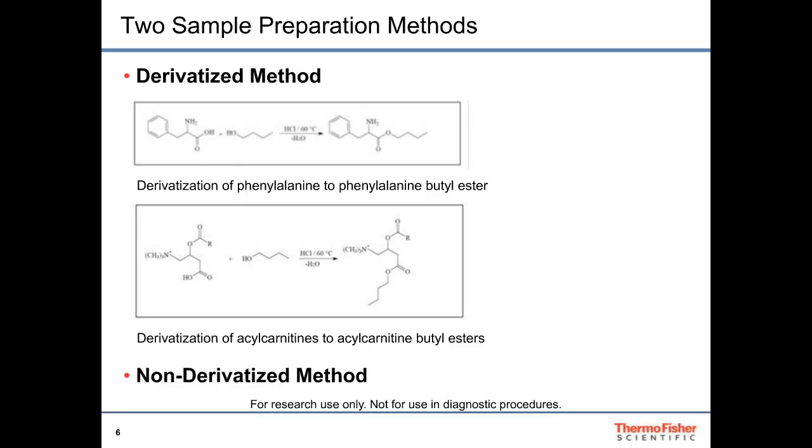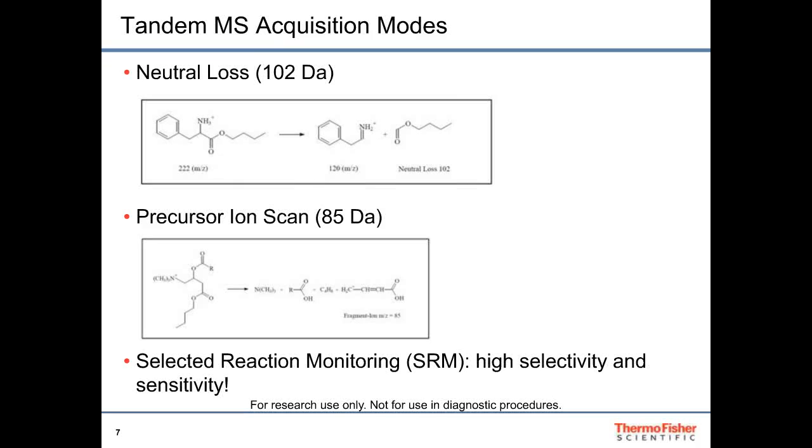So as we will see later in this presentation, the Endura's sensitivity is so good for amino acids and acylcarnitines that derivatization is not necessary. The triple quad mass spectrometer can selectively detect and measure derivatized acylcarnitines and amino acids by 3 different scan modes. At the top you see the neutral loss scan looks for amino acids such as the phenylalanine shown here that lose a fragment with a specific mass of 102, and that's actually butyl formate, as you see there.